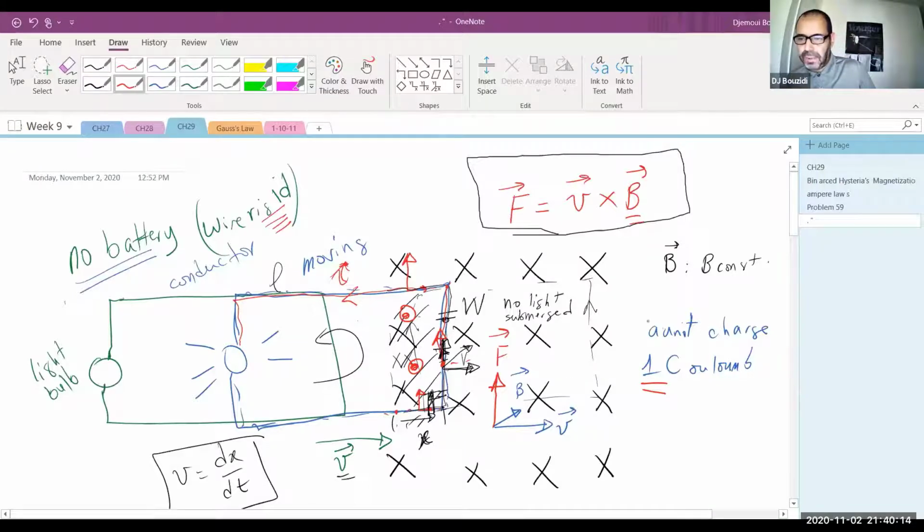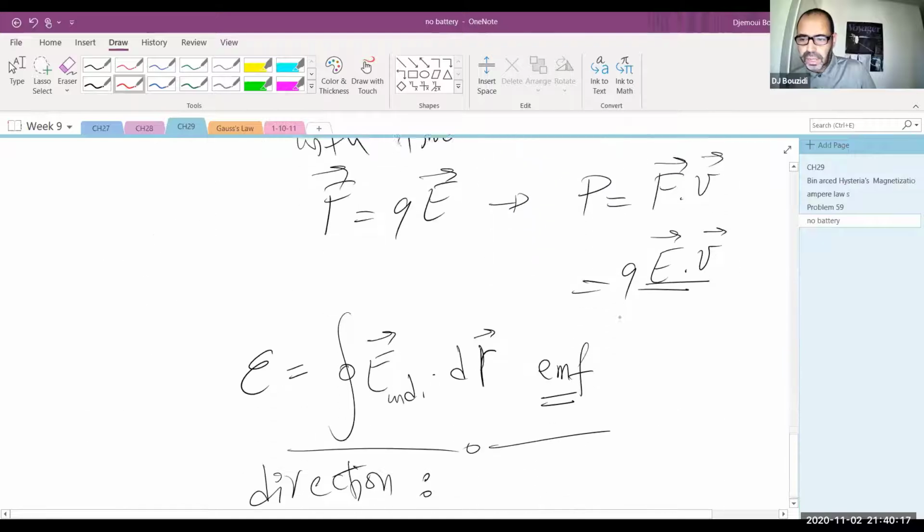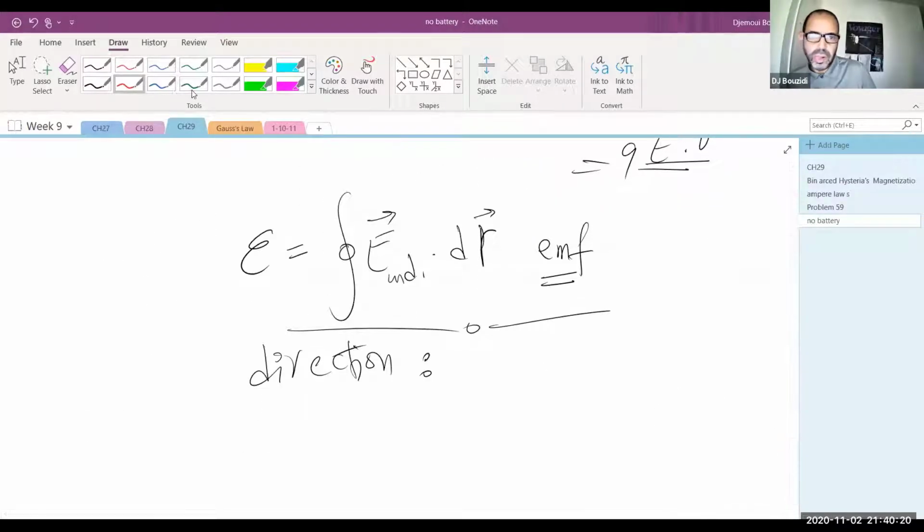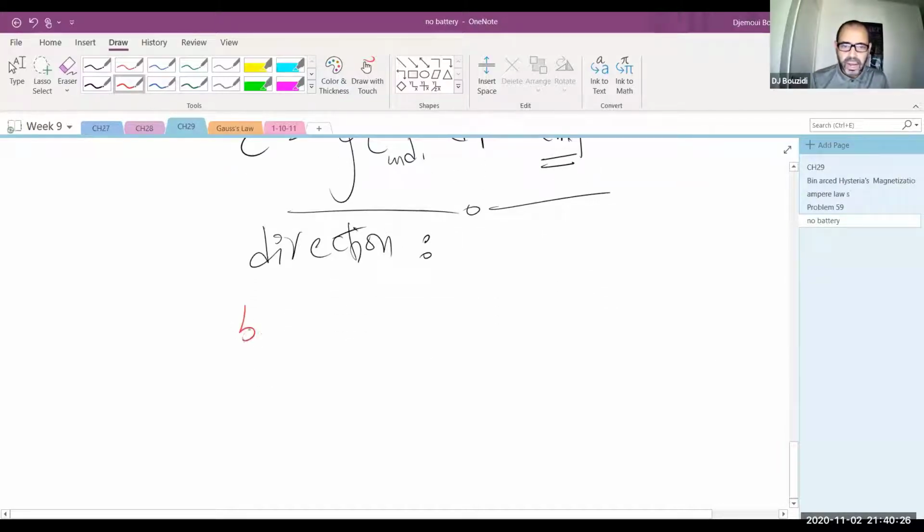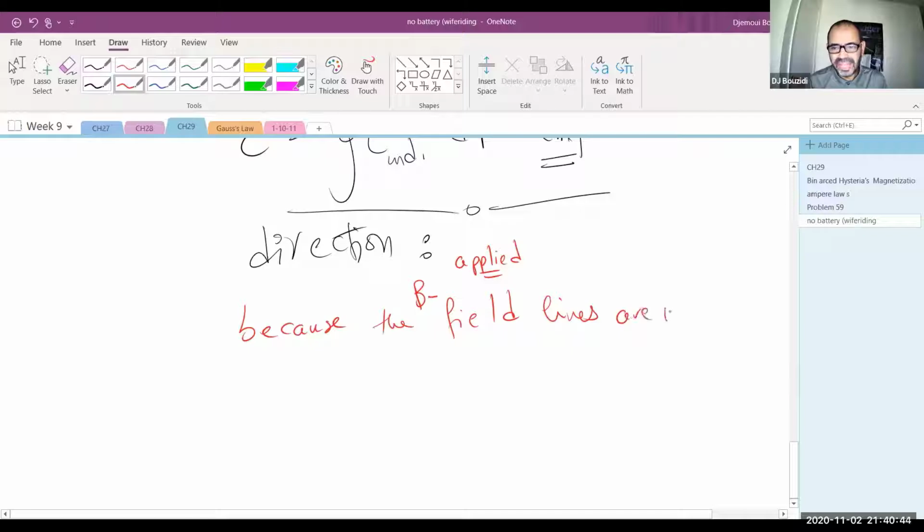So the sign in here is the problem. I'm going to keep it in red, I'm not going to change the color because this is very important. Because the B field lines, this is the applied, are increasing towards the inside of the screen.